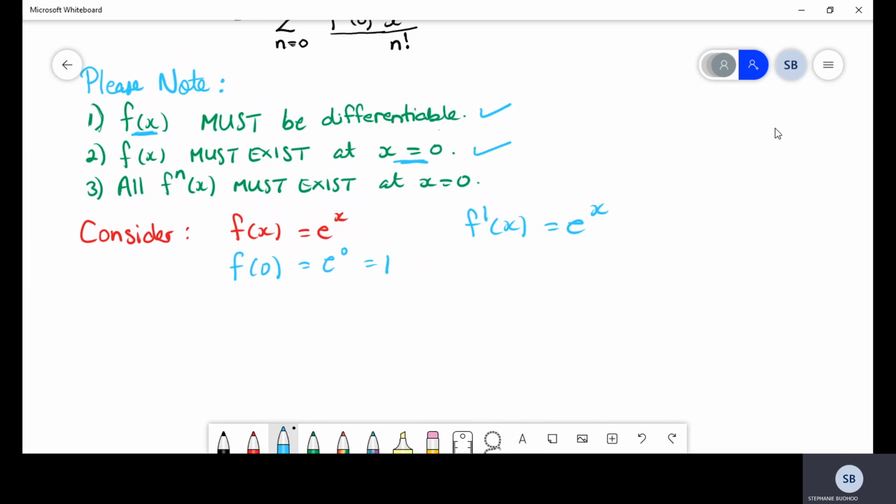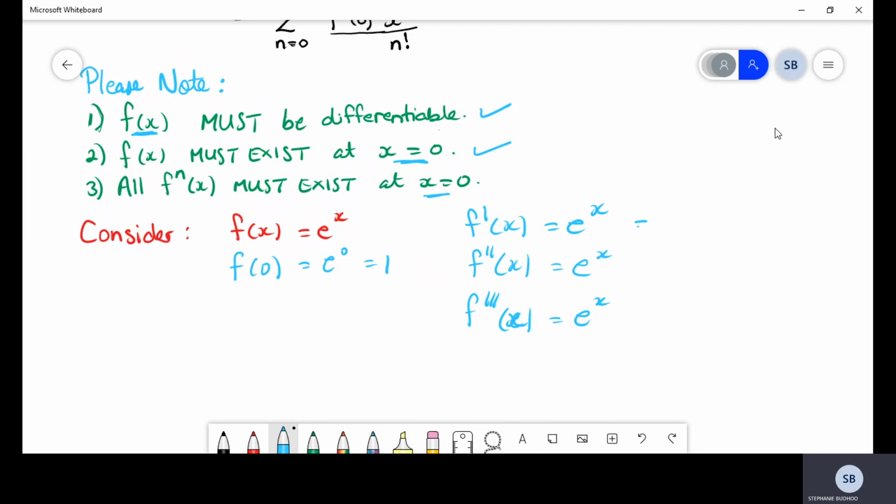f to the power of n, not the power of n, but being differentiated, at all levels of differentials must exist at x equals 0. So we can test this over and over again. The second differential of e to the x will also be e to the x. The third differential will be e to the x as well, and so on. And they said all derivatives must exist at x equals 0.